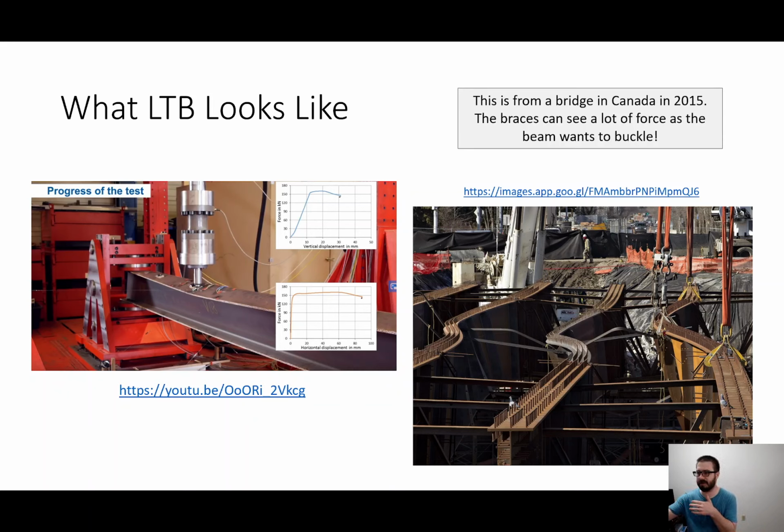You can see that as they're placing it, the beam is discretely braced and then the beam wants to buckle. You can also see that it's not just the beam that's failing, it's the braces themselves. The braces are seeing a lot of force. They've got to prevent the beam from moving left to right. And so the braces take on a lot of load to prevent that from happening. And so you can see we have brace failure and beam failure here.